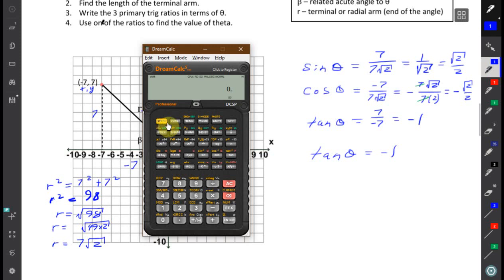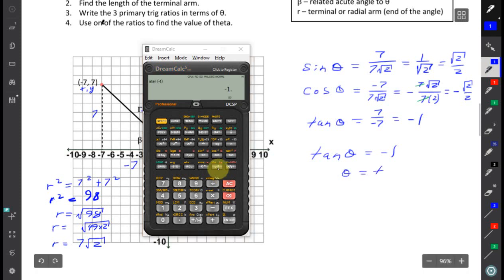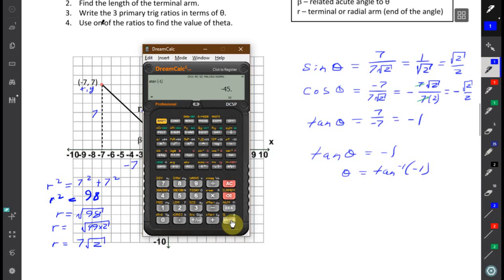Second function, tan of -1. Right, so what we're doing is looking up the angle that goes with this ratio. Theta is equal to the inverse tan of -1. So that should be 45 degrees, which in radians is pi by 4.